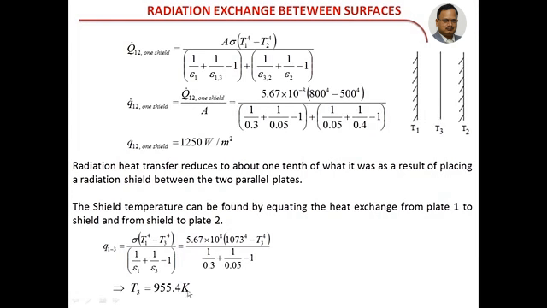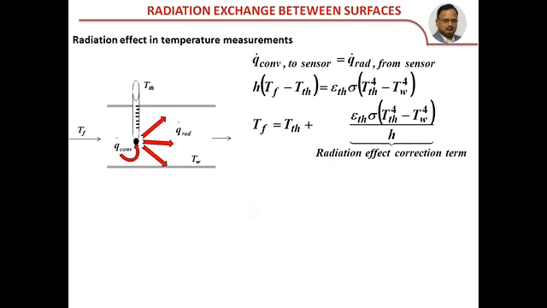And the shield temperature can be found by equating, as we did, Q is also equal to sigma (T1^4 minus T3^4) by (1/epsilon1 plus 1/epsilon3 on the left hand side, 1,3, minus 1). So you will get T3 equal to 955.4 Kelvin, or roughly around 727 degrees centigrade.